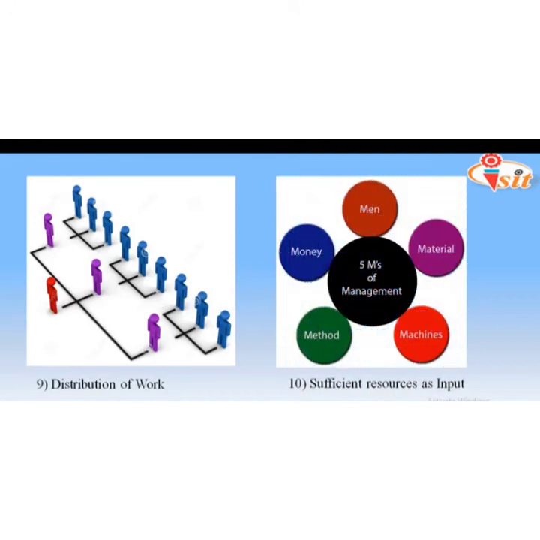The next and last job need is sufficient resources as input. If all the resources such as manpower, material resource, machine resource, as well as money are available at the right place and at the right time, then any task can be performed without any interruption in the process. So this was all related to the job needs. Now in the next slide we will study the effect of matching all the human needs with the job needs.